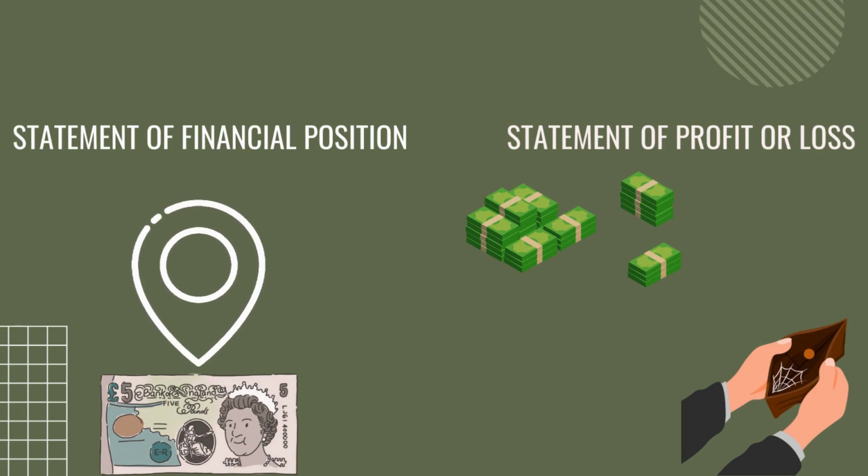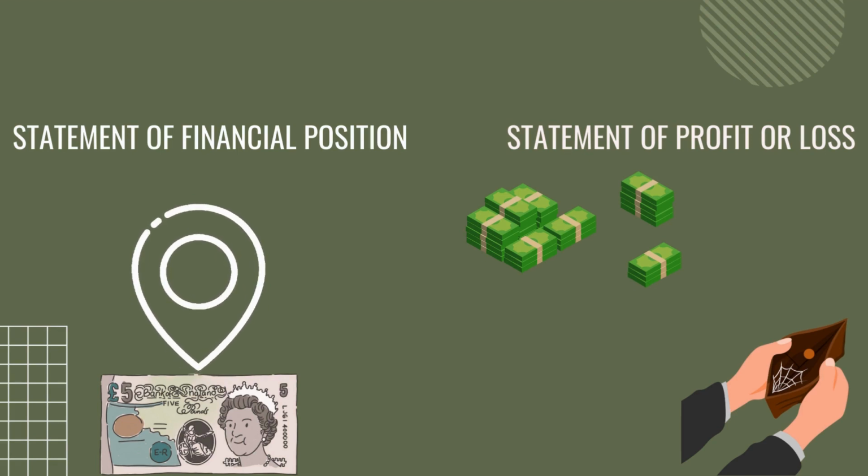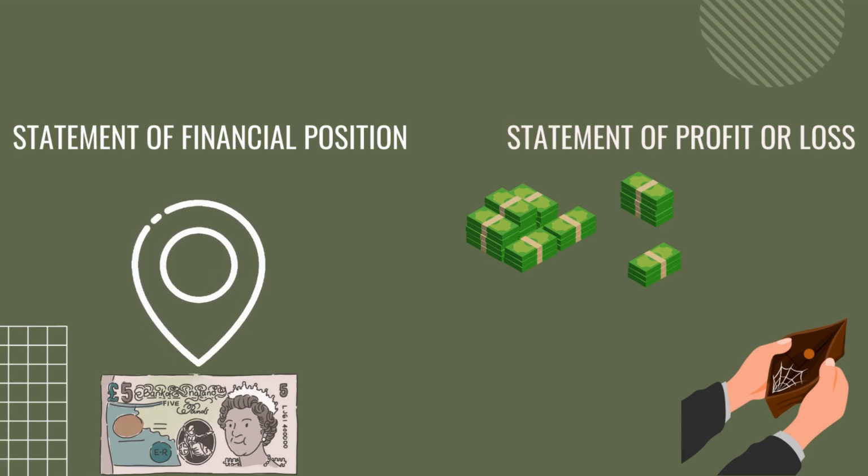You don't need to know that now, but basically the statement of financial position just tells you how well situated a business is in the long term. How great of a chance of survival does it have? It basically shows you where the business is situated.